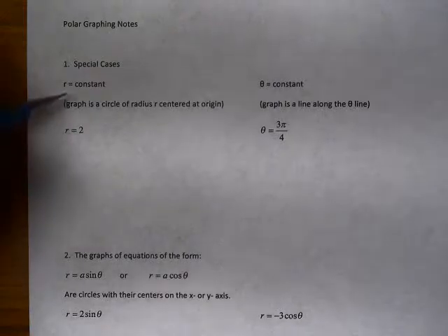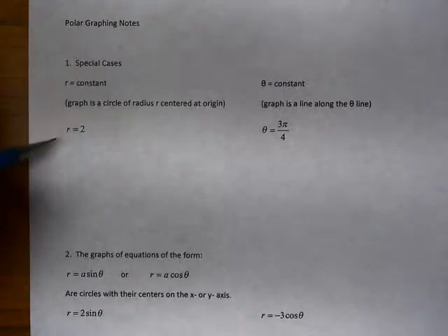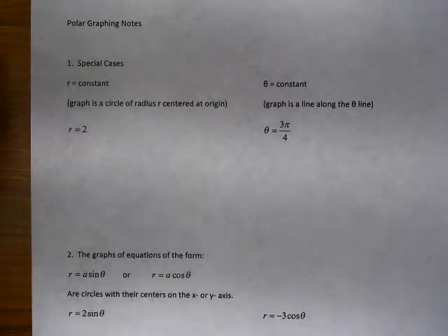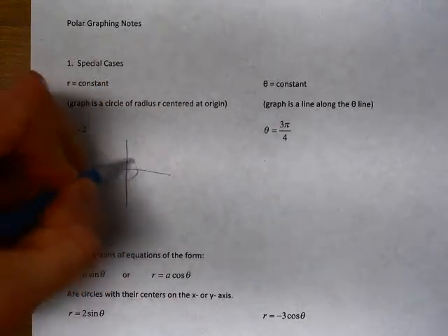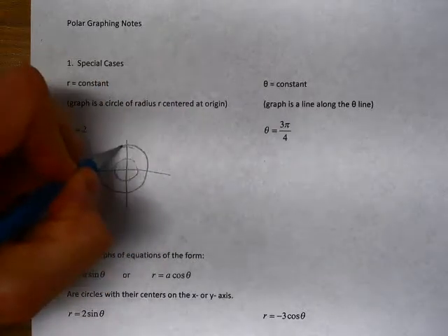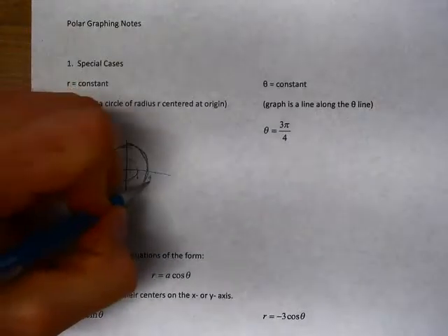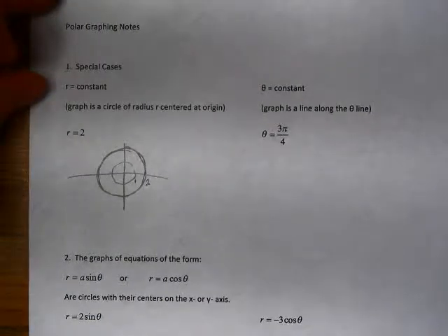So the first one, the first two really are special cases. When we have r equals a constant, we're going to get a circle, and it's going to be radius r centered at the origin. So if we have r equals 2, we're going to have a circle with radius of 2. Pretty straightforward. If we have theta equals a constant, then we're going to get a graph along the theta line.